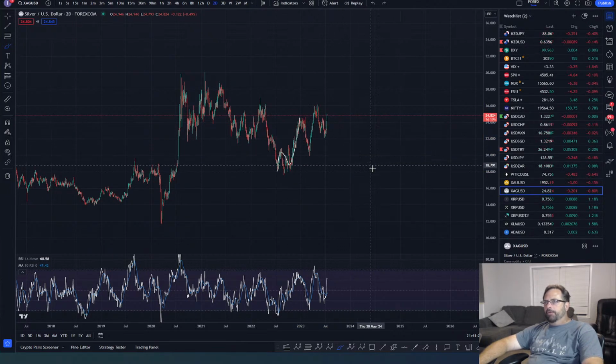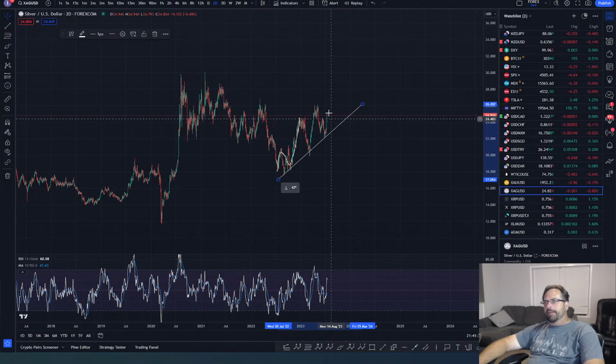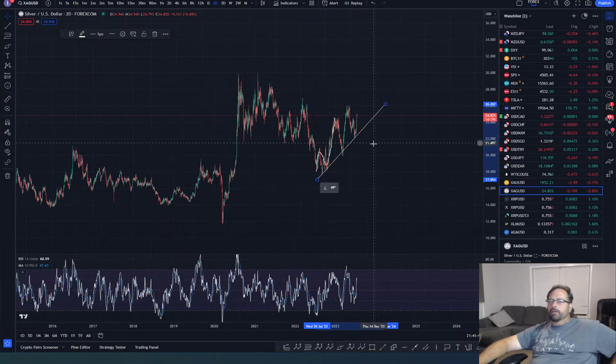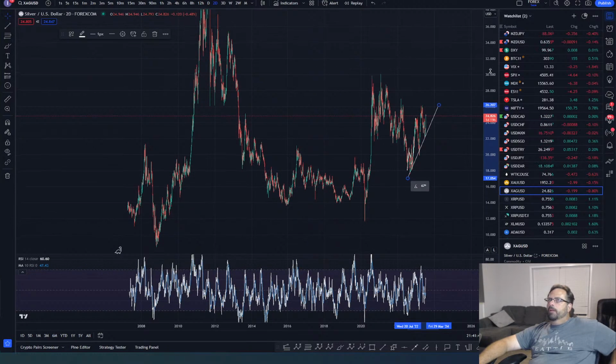Here's what you do. You draw that trend line right there. You get a break of that to the downside, we're not bullish anymore on silver. Okay. So if you get a break of that to the downside, you're not bullish anymore on silver. All right, guys.